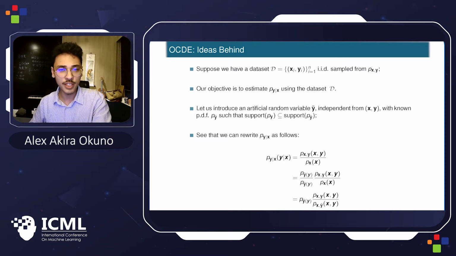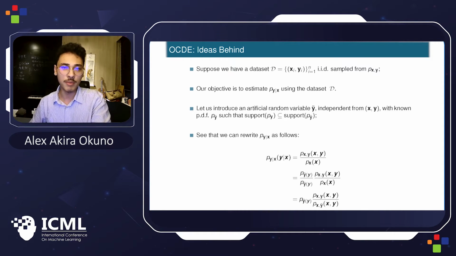Suppose that we have a dataset D of size n, where y is the variable of interest and x are covariates. The objective of the CDE problem is to estimate the full uncertainty of y given x, that is, the full conditional distribution p of y given x. Our method consists in introducing a so-called instrumental or artificial random variable, y tilde, which we will choose to have a known distribution. It is important to choose y tilde so that its support contains the support of y.